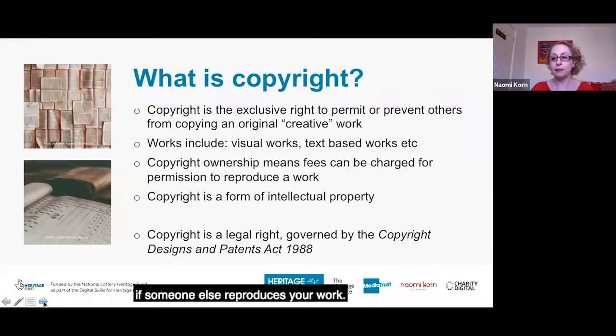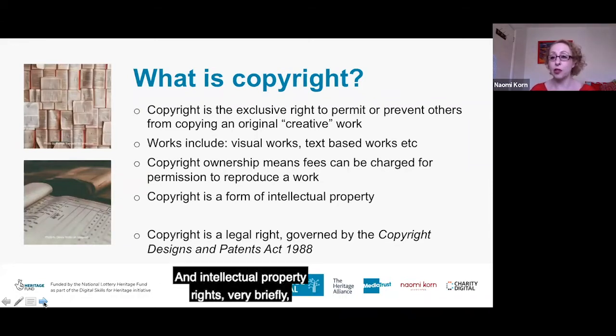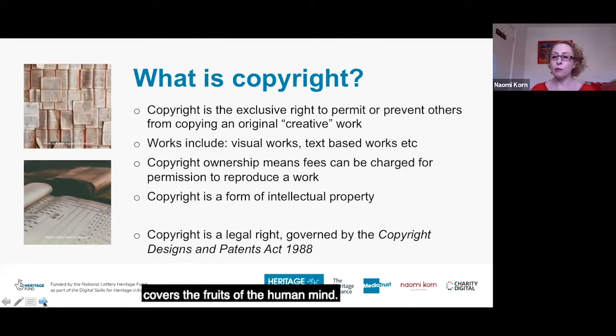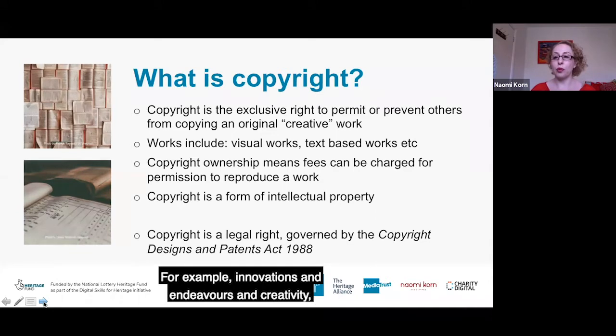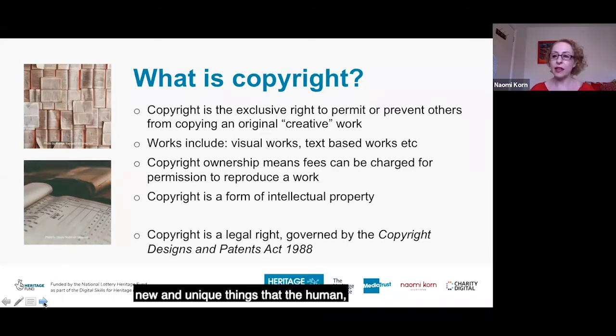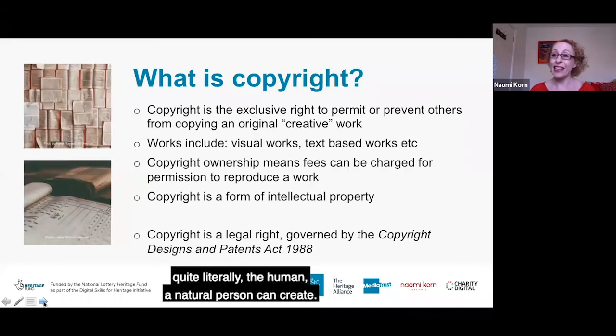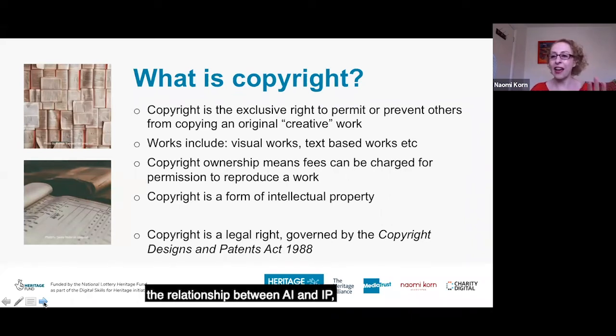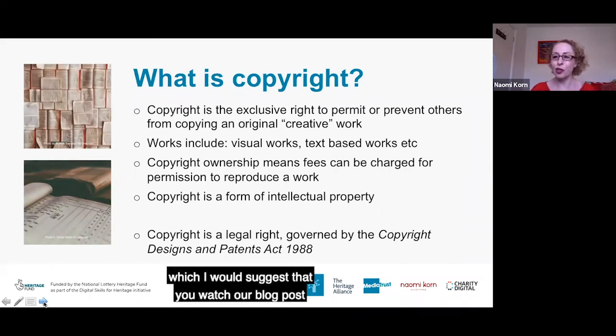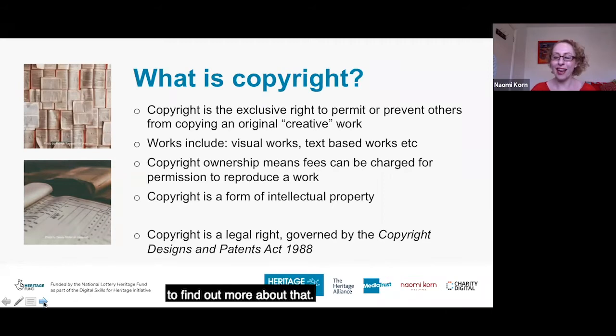Now, it is part of the broader family of intellectual property rights, and intellectual property rights, very briefly, covers the fruits of the human mind. For example, innovations and endeavours and creativities, new and unique things that the human, quite literally the human, a natural person can create. And that's a whole other story, the relationship between AI and IP, which I would suggest that you watch our blog post to find out more about that.